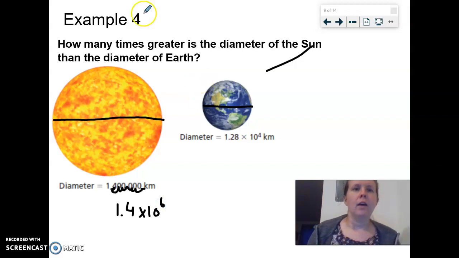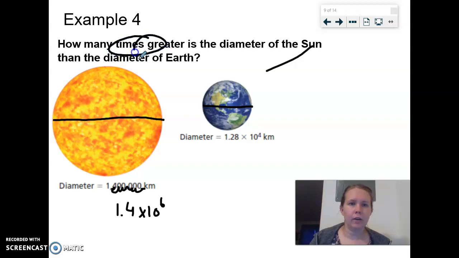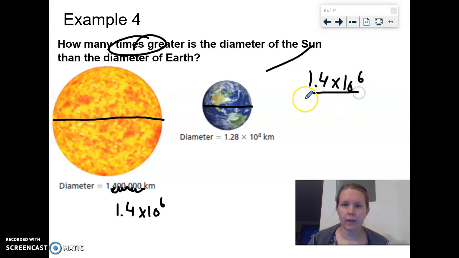All right. So how many times greater? Remember, with multiplication, that's going to show us how many times greater, but usually when we do something like this, we want to use the opposite of that. So we're going to use division. So what I'm going to do is take this sun value, 1.4 times 10 to the 6, and divide it by the diameter of Earth, 1.28 times 10 to the 4th.